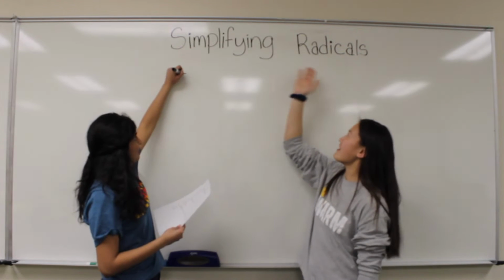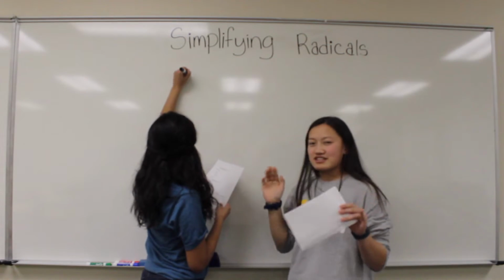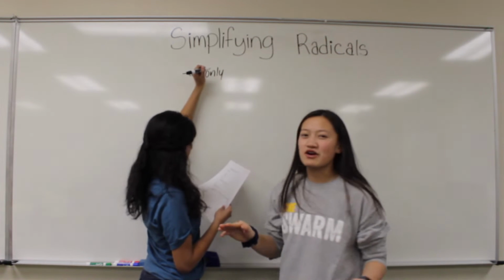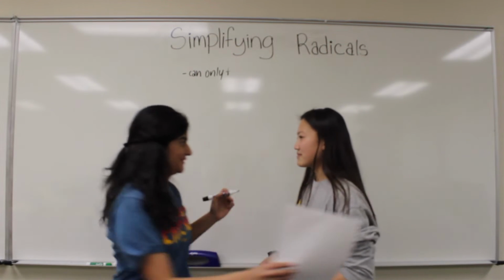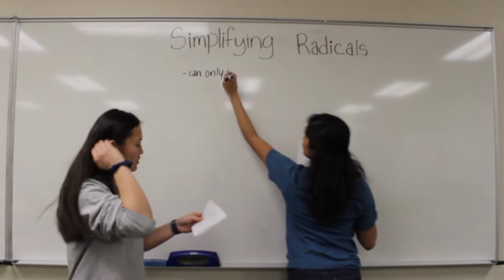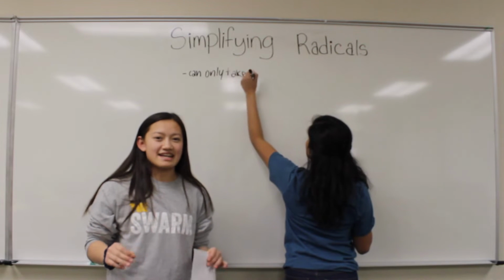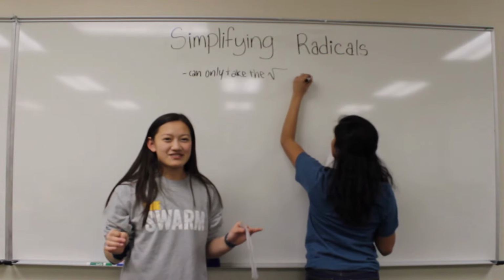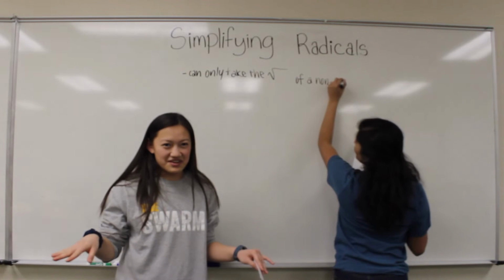We are simplifying radicals, and Swati is going to write down our two important things to keep in mind when simplifying just square roots, because we will go further into cube roots and things to the nth root. Swati is writing that you can only take the square root of a non-negative number. If you see the square root of a negative number, it's not a real number.